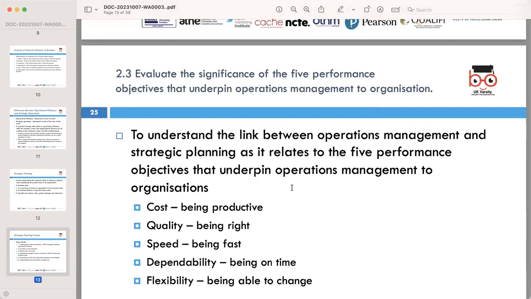Next, evaluate the significance of the 5 performance objectives that underpin operations management to organizations.